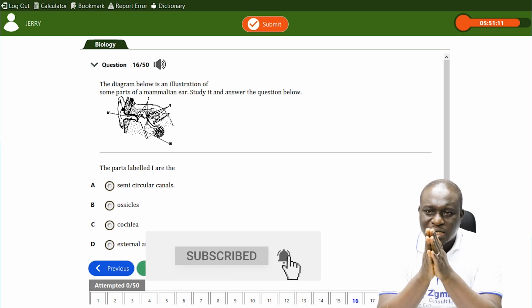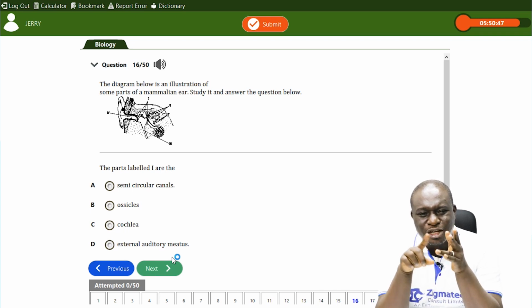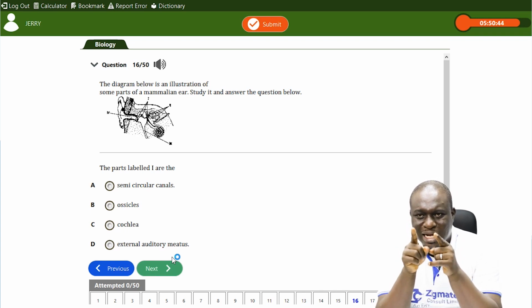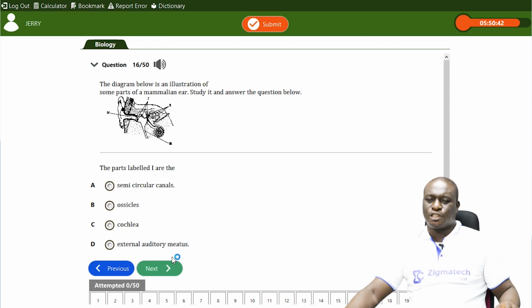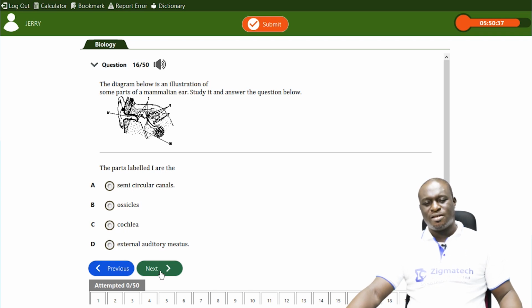Option A says, is it the semicircular canal? Option B says, is the ossicles. Option C says, is the cochlea. Option D says, is the external auditory meatus. The correct answer to this is the ossicle. Remember, I said that the middle ear is actually made up of the ossicle and the eustachian tube. So the correct answer is the ossicle, which are small bones found in the ear.